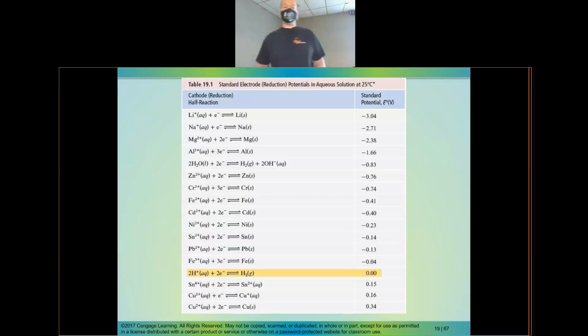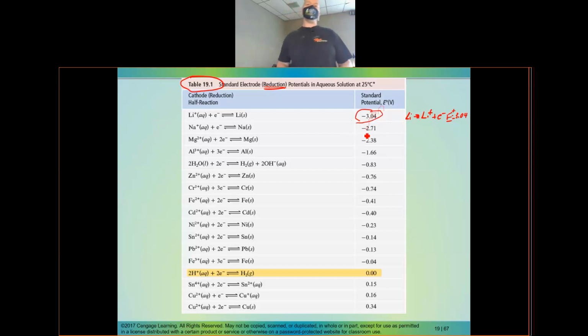All right, so here is the promised table 19.1. Standard electrode potentials, these are all reductions. Of course, you could give the same charge as an oxidation potential. And so you would have lithium going to lithium plus and an electron, and your E value, instead of being negative 3.04, would be positive 3.04. All right, so you have the reduction, you reverse it, you simply change the sign of your standard potential.